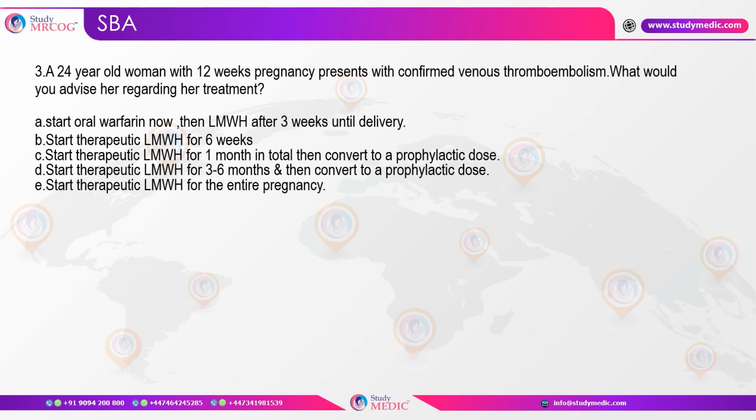Now you have a woman who is 24 years old. At 12 weeks in pregnancy, she presents with a confirmed venous thromboembolism. What would you advise her regarding her treatment? Remember that this woman has venous thromboembolism in this pregnancy, so she is a very high risk case. For her, you will start therapeutic low molecular weight heparin and continue it the entire pregnancy. You will not start a therapeutic dose and then after 3 weeks go back to a prophylactic dose, because that is associated with recurrent venous thromboembolism.